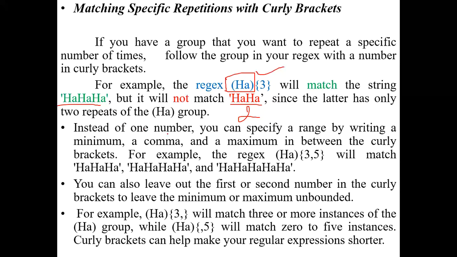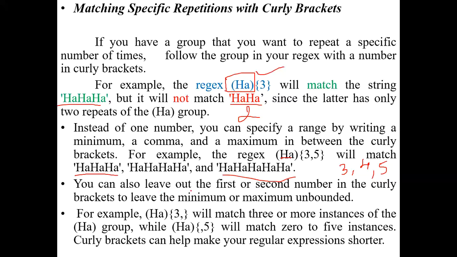Next, instead of one number we can specify a range by writing minimum comma maximum in between the curly brackets. Here I have written 3 comma 5, which means the pattern is going to match a minimum of 3. The range 3 comma 5 represents 3 or 4 or 5. That means it is going to match a pattern which contains the letters 3 times, 4 times, or 5 times.